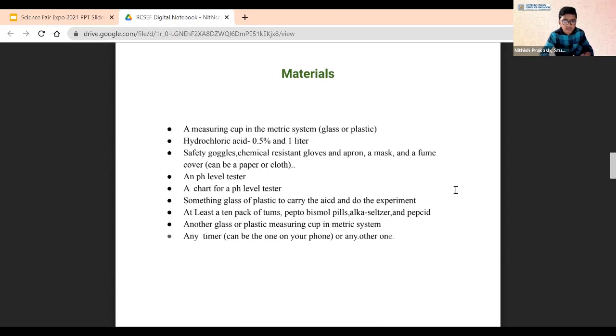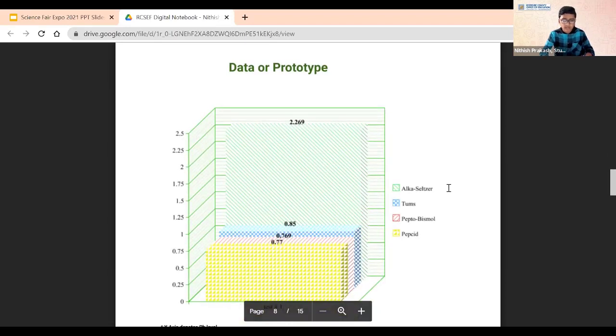Then you have your materials, pretty simple, just what you need. So I put that you needed a measuring cup, hydrochloric acid, your safety equipment, a pH level tester, a chart for the pH level tester, something made of glass or plastic to carry the acid and do the experiment, and then you needed pills. So I basically just wrote what you needed. So your data or a prototype.